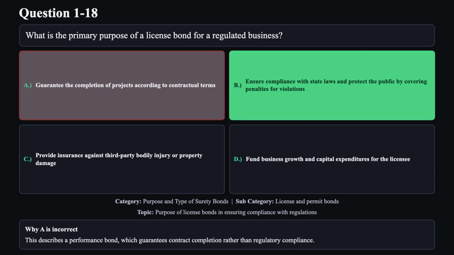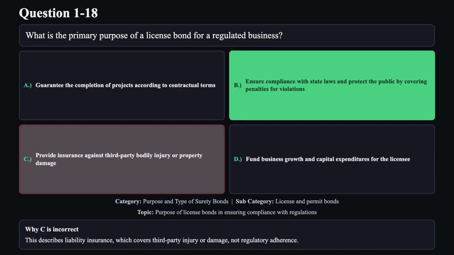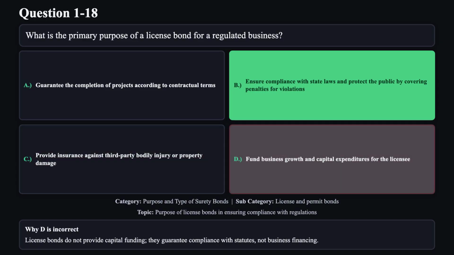Reason A is not correct. This describes a performance bond, which guarantees contract completion rather than regulatory compliance. Reason C is not correct. This describes liability insurance, which covers third-party injury or damage, not regulatory adherence. Reason D is not correct. License bonds do not provide capital funding. They guarantee compliance with statutes, not business financing.